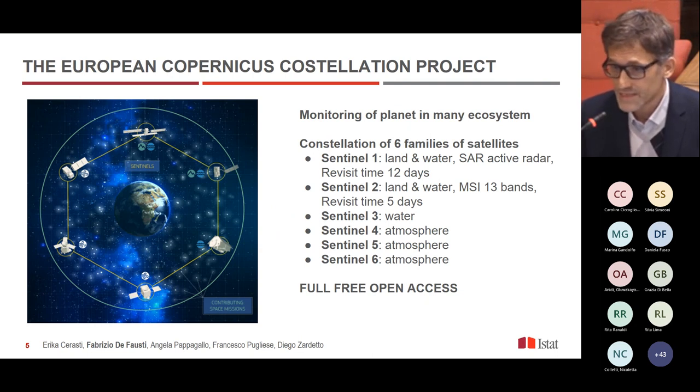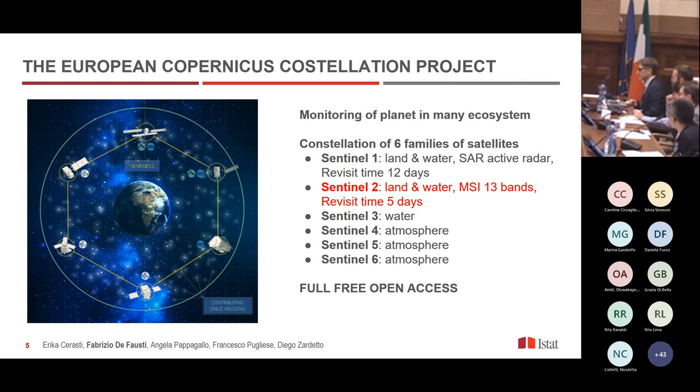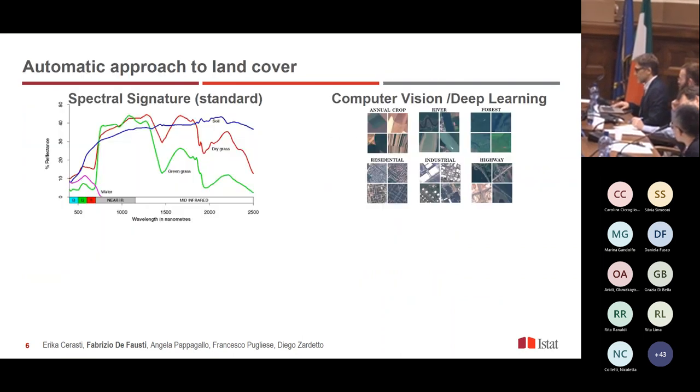To obtain this goal, we use satellite images. The European Copernicus Constellation project is a great project for the monitoring of the planet in many ecosystems: land, water, atmosphere. In particular, there are six families of satellites. Sentinel-1 and 2 are specialized for land, and for land cover estimation we use these two satellites' data. In particular, for this project, we use the data of Sentinel-2.